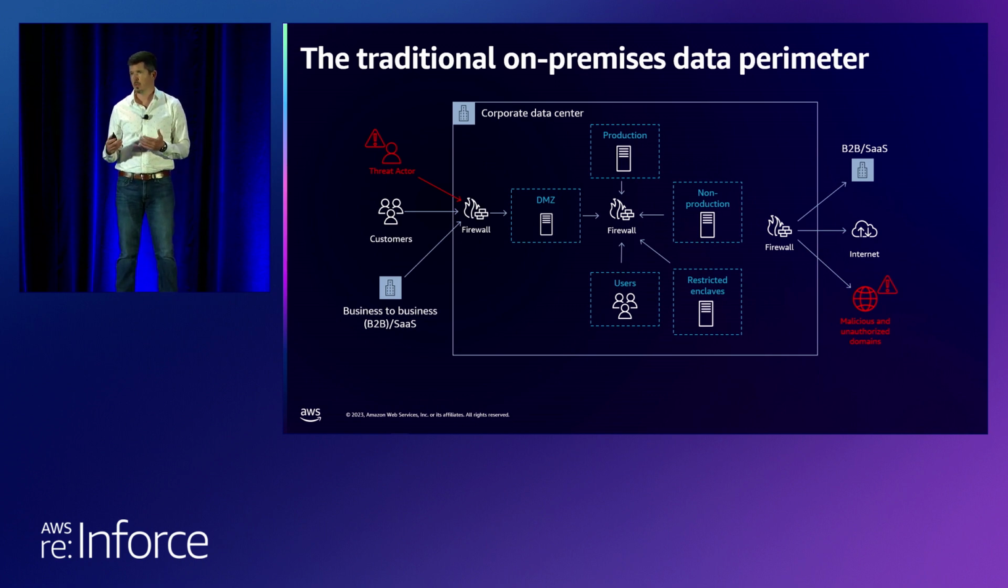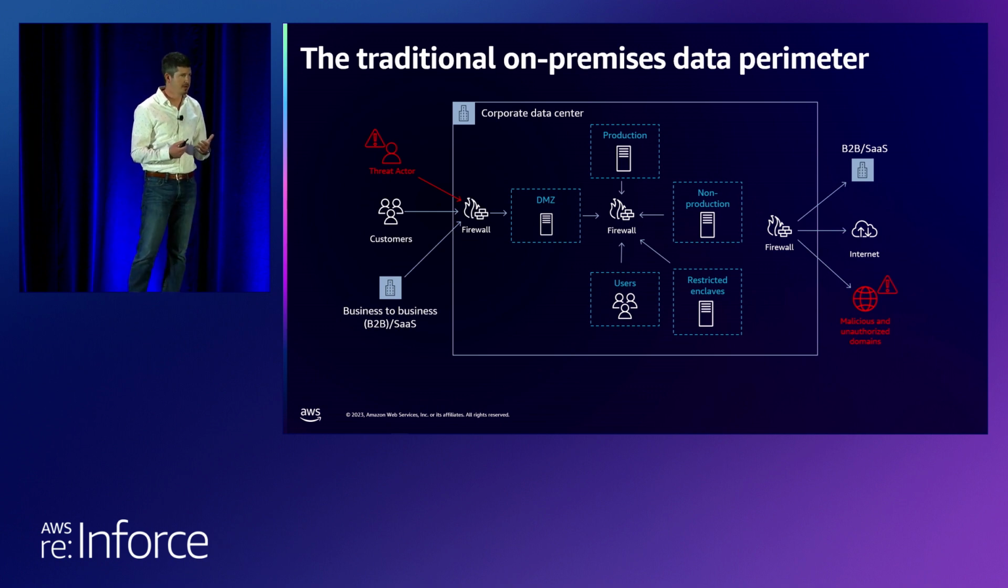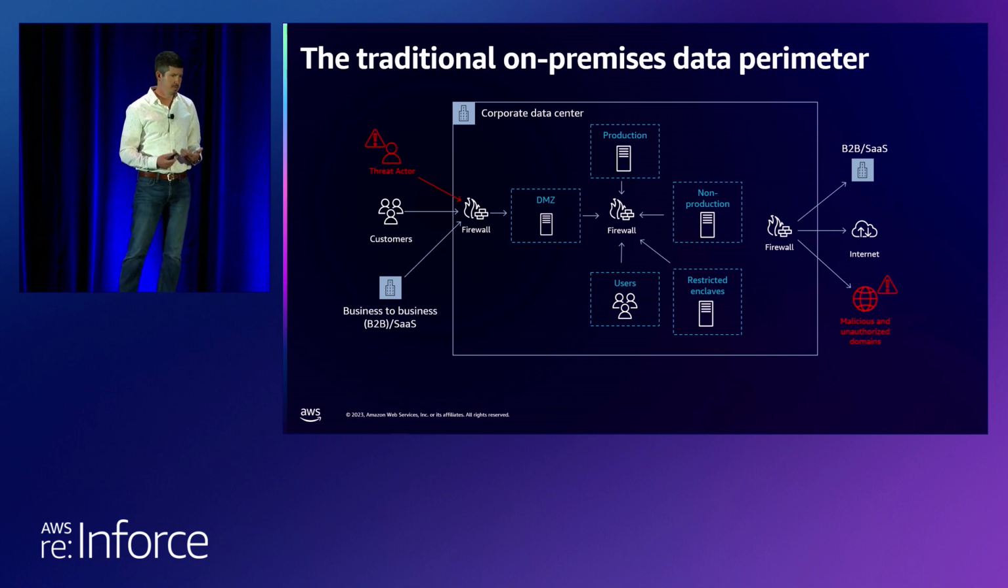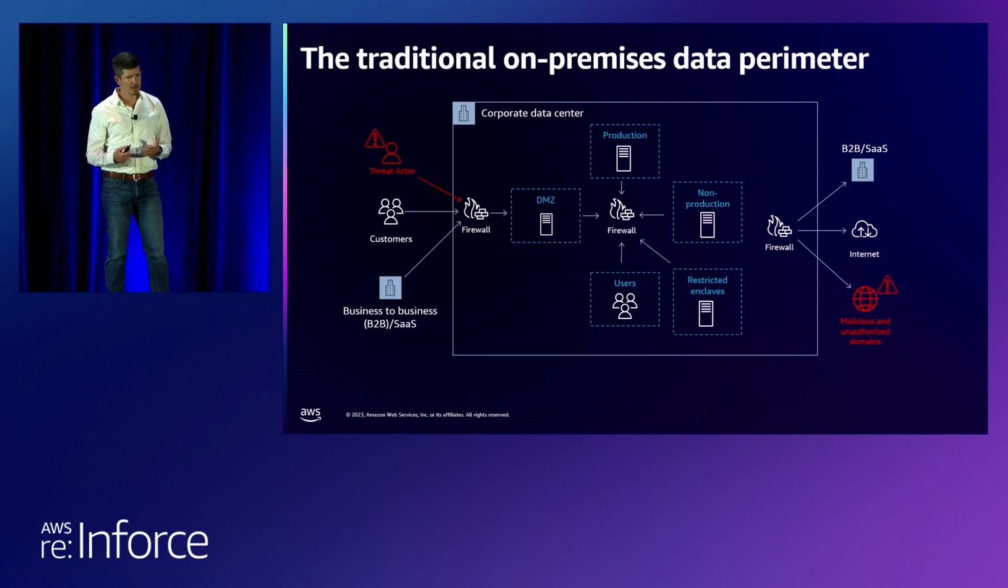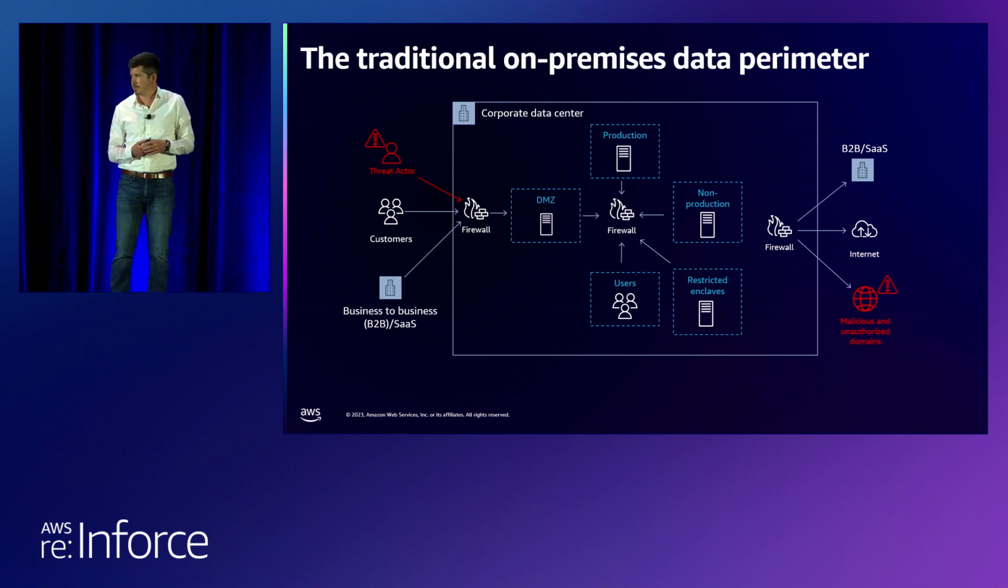In addition, though, we have internal security zones or internal data perimeters, if you will. And that may be familiar to those in highly regulated industries such as financial services, healthcare, and government. And some examples of those are your demilitarized zones, production environments, non-production environments, environments that support users, and restricted enclaves that may contain highly sensitive or highly classified data.